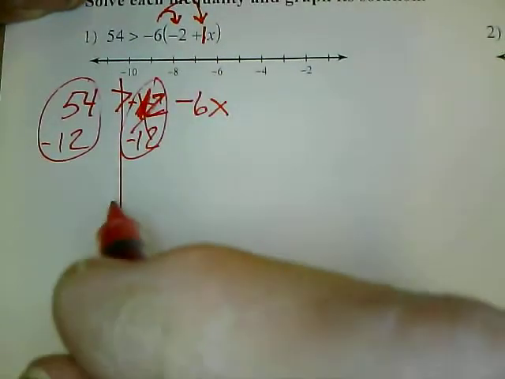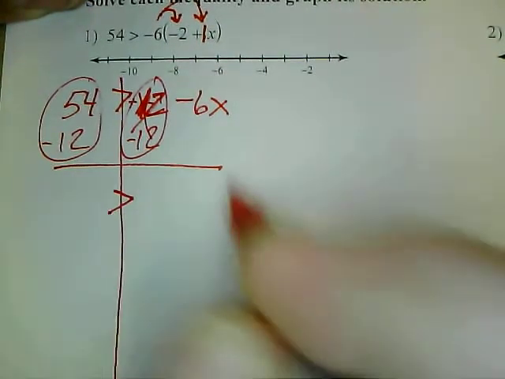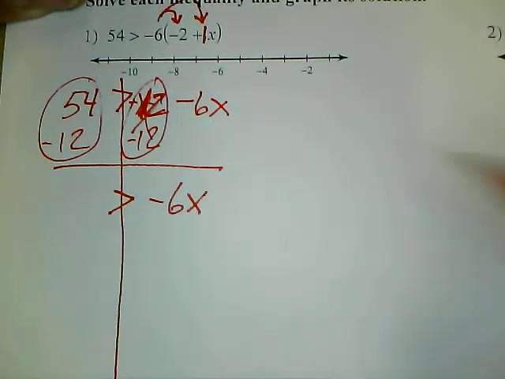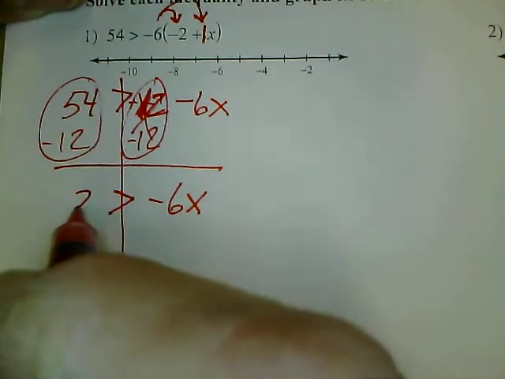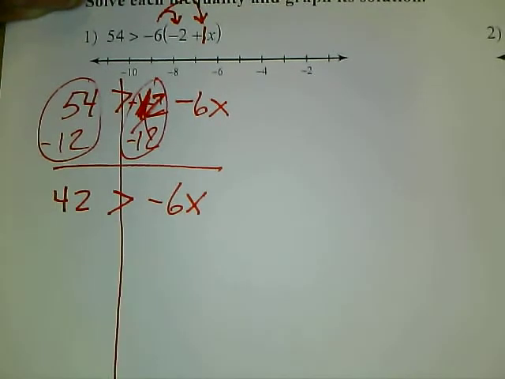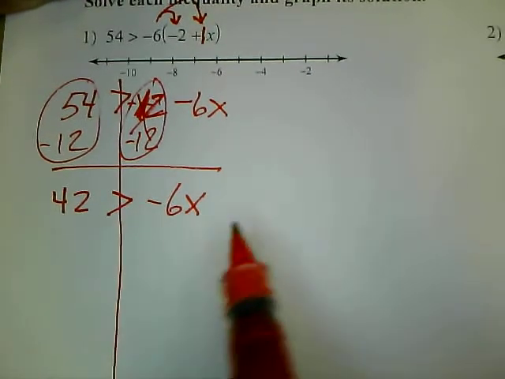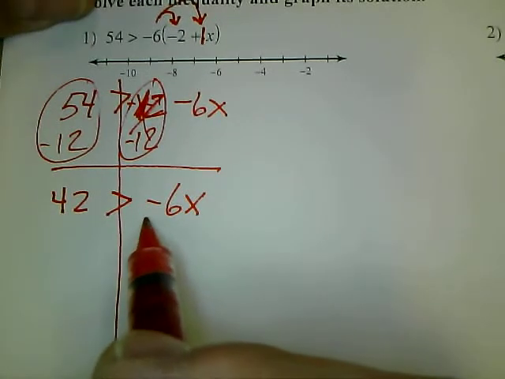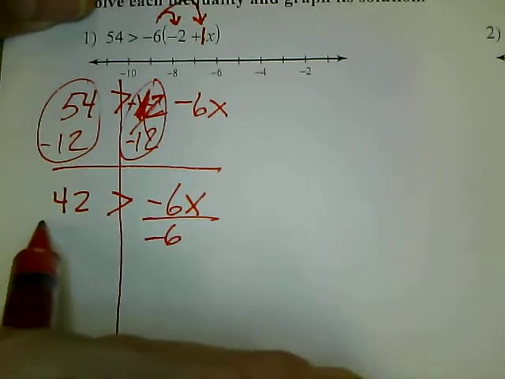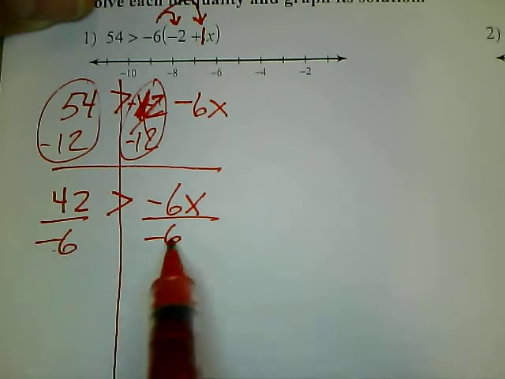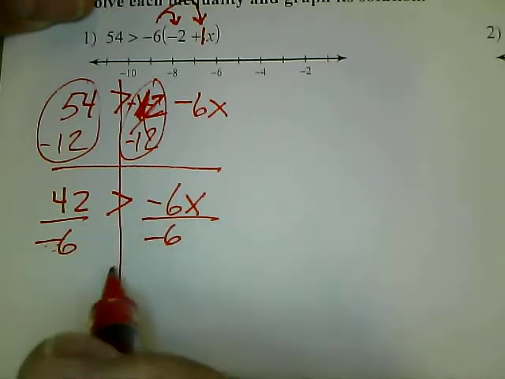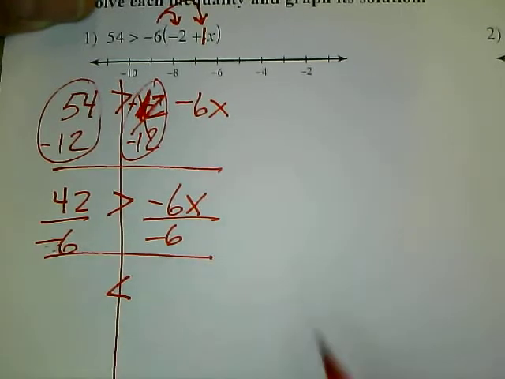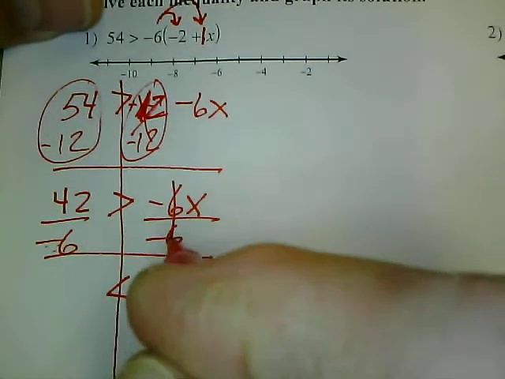Our opposite operations are gone. Make sure we put our symbol down. Our negative 6x comes down. And 54 minus 12 is 42. And our very last step is to multiply or divide, and we are going to divide by negative 6. And since we divided by a negative number, that's the number on the bottom, not the top, we are going to flip our sign. Our opposite operations are gone.